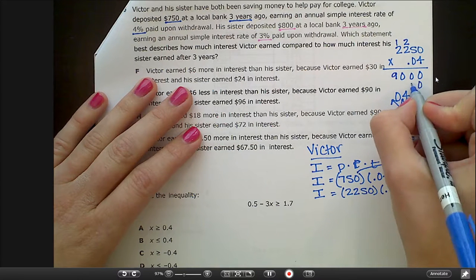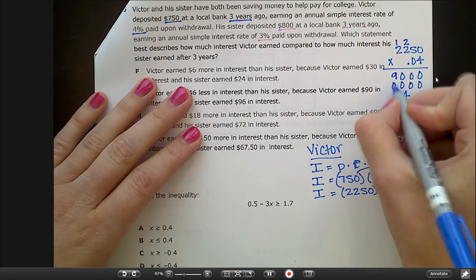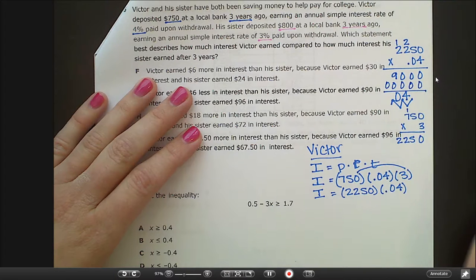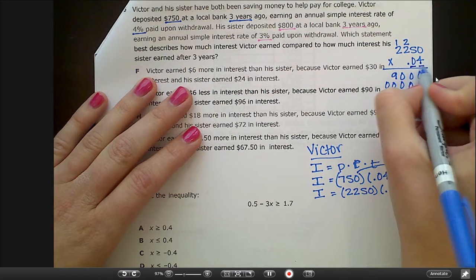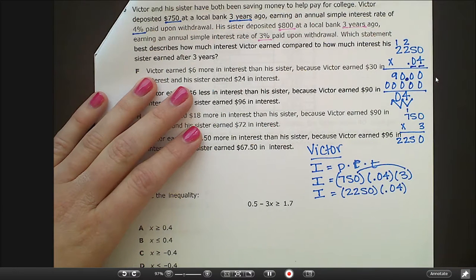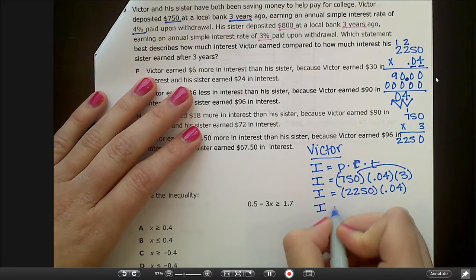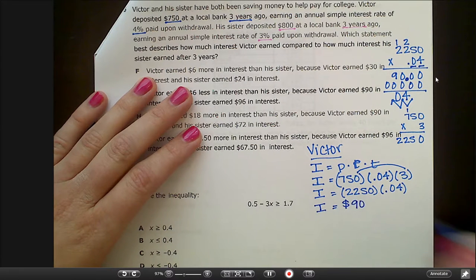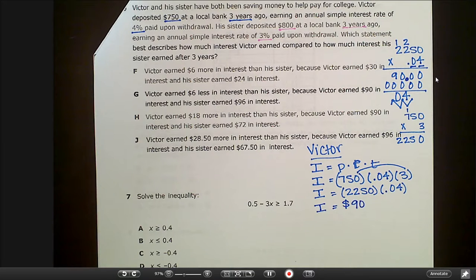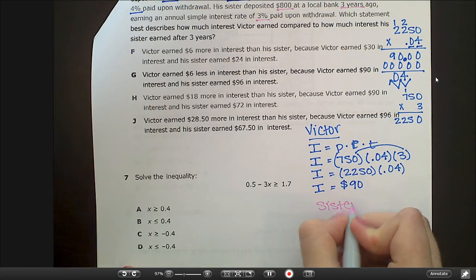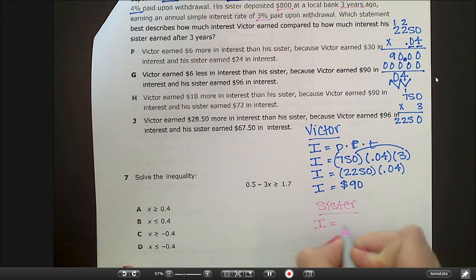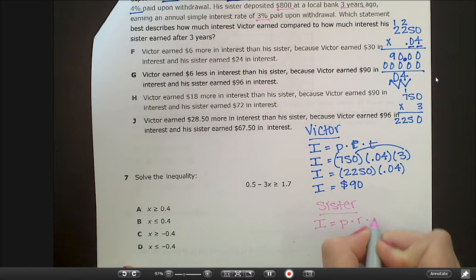Okay, and that's all zeros. So 1, 2, 3, 4 zeros after my placeholder. And I have 2 digits behind the decimal in my answer. So interest is $90 for Victor. But we're not finished. We need to figure out his sister's interest. We're going to use the same formula. Interest equals principal times rate times time.